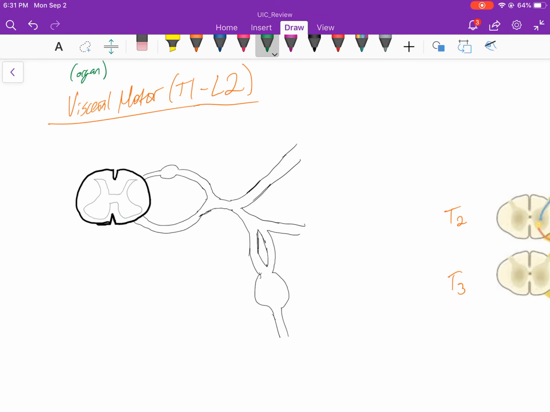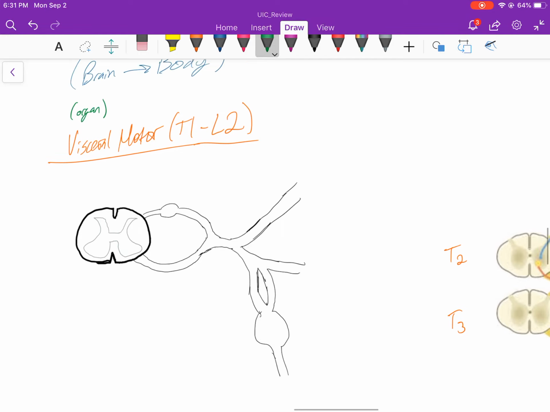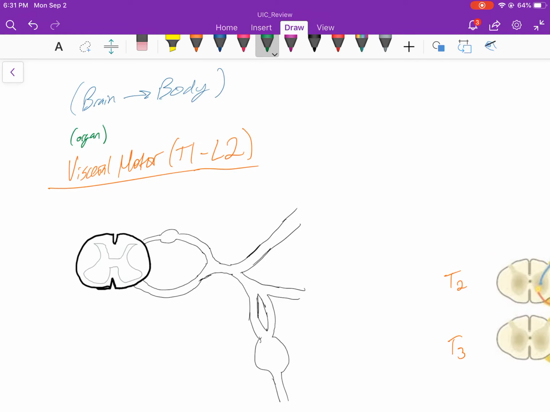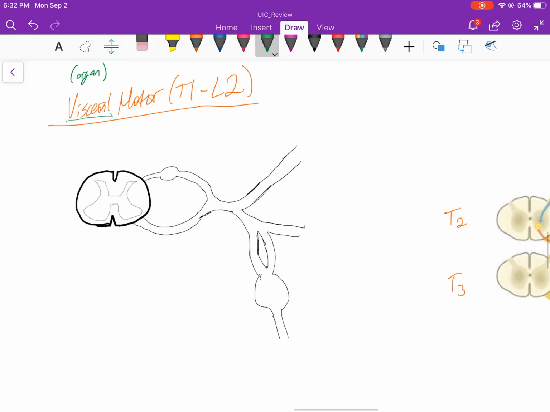Now let's get to the more difficult stuff, which is the visceral motor pathway, which is innervating structures from T1 to L2. And this is, again, information coming from the brain to the body. And if we think visceral, think organ. So don't quote me, but I believe this is to innervate organs, further functions that you don't necessarily think about. It's not like in muscles where you can voluntarily contract something.